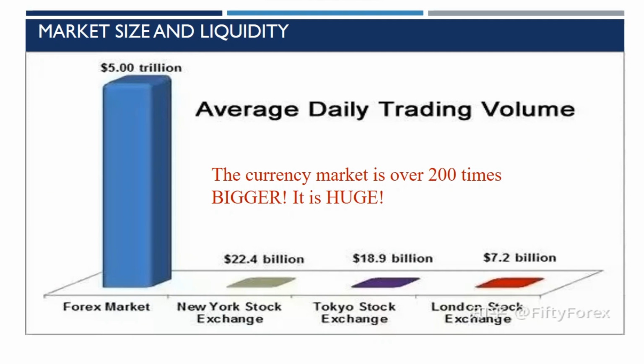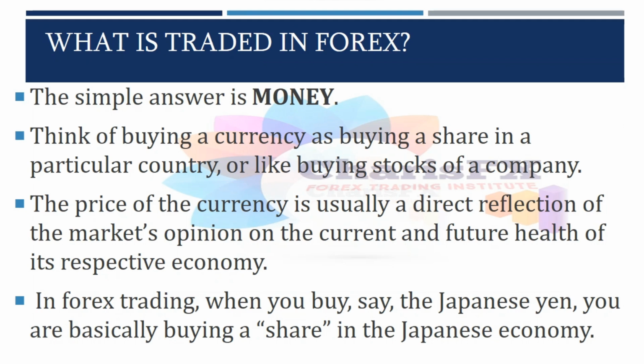So what is traded in Forex? The simple answer is money. Yes, money is what is traded in Forex. Currencies are what are traded in the Forex market. So when you think of buying a currency, think of buying a share in a particular country, or buying stocks of a company. That's how you think of trading.